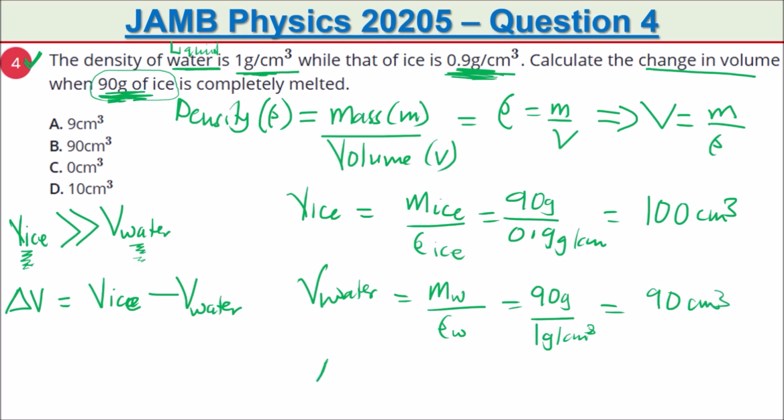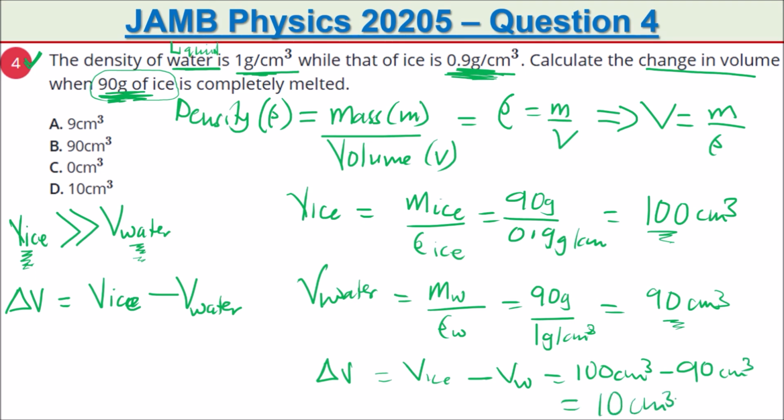So we said change in volume is equal to volume of ice minus volume of water, which is equal to volume of ice, 100 cubic centimeters, minus volume of water, 90 cubic centimeters, giving us 10 cubic centimeters. We find that the answer which was required by the examiner was D. So you select your answer.